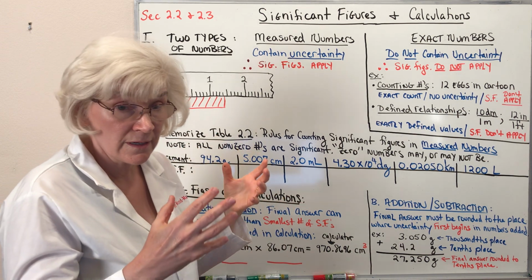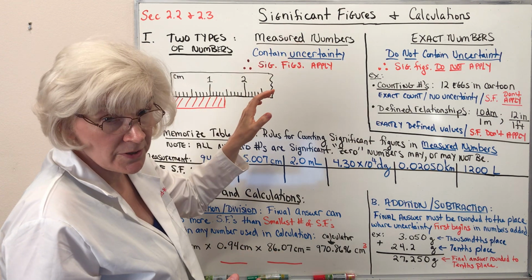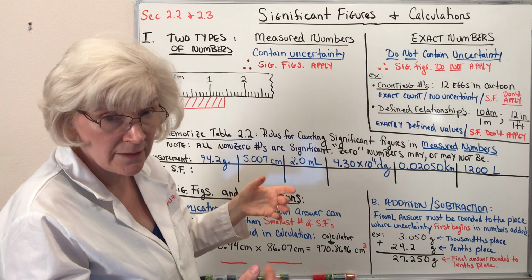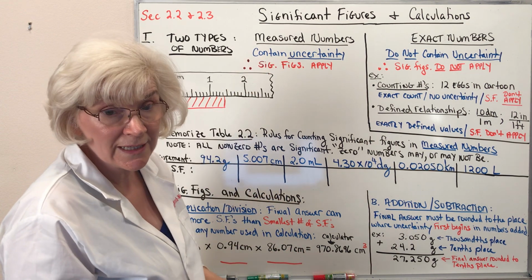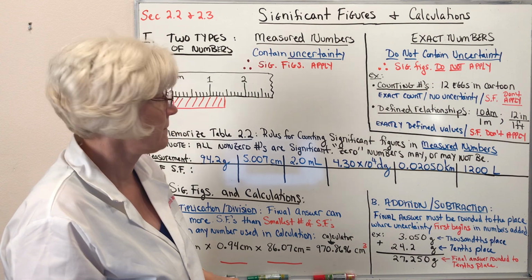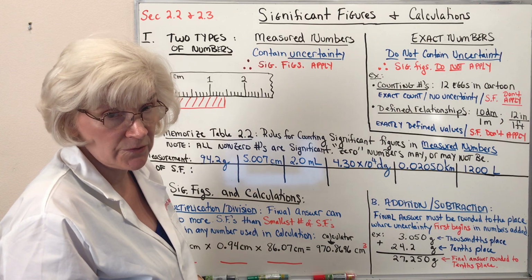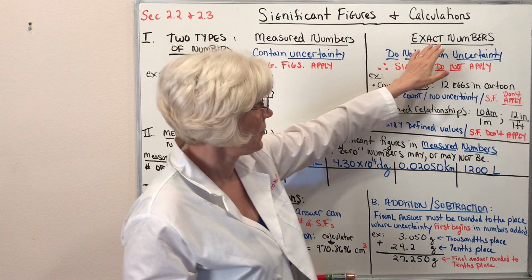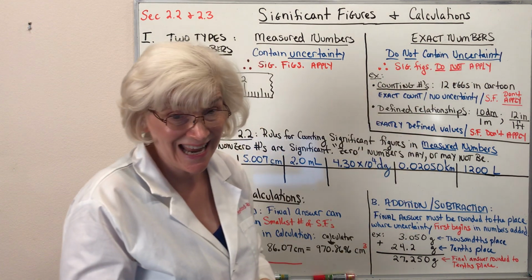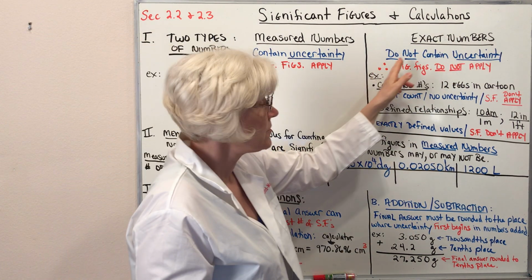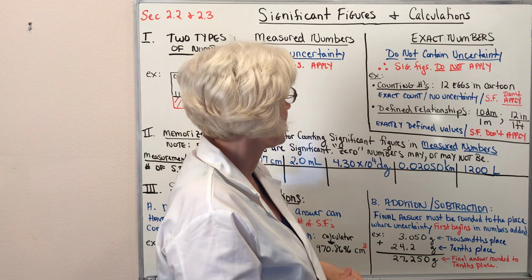Before I begin a discussion of significant figures, we first of all need to recognize that there are two classes or types of numbers. There are measured numbers, data that we collect by making measurements using instruments, and these numbers will inherently contain uncertainty with them. Sig figs apply to all measured values. There are also another set of numbers, a smaller category, known as exact numbers. They do not contain uncertainty and sig figs do not apply to them.